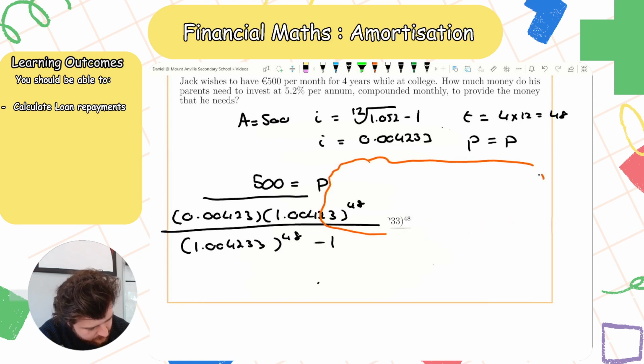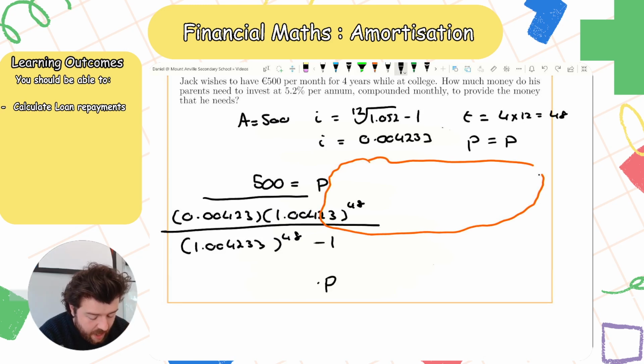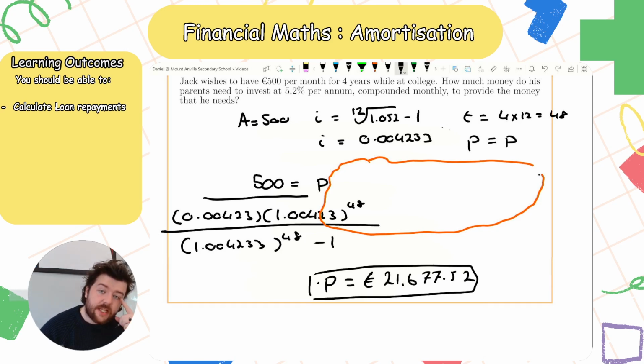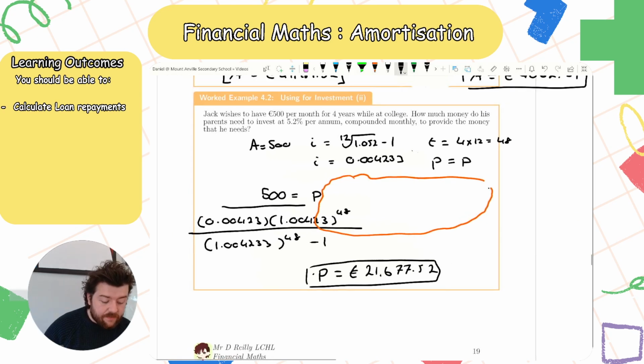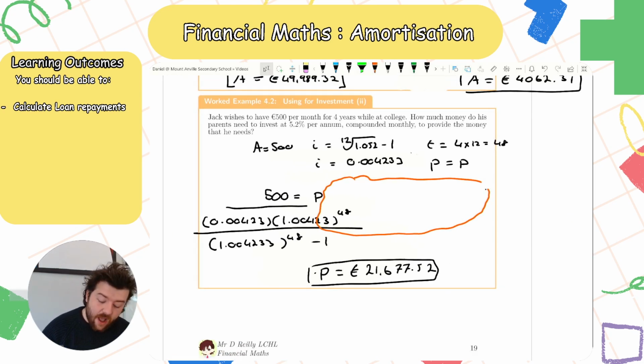So 500 divided by all that, I get P is equal to 21,677.52 euro. So in order for their son to get 500 euro a month for the next 4 years, they need to have saved 21,677 euro and 50 cent.